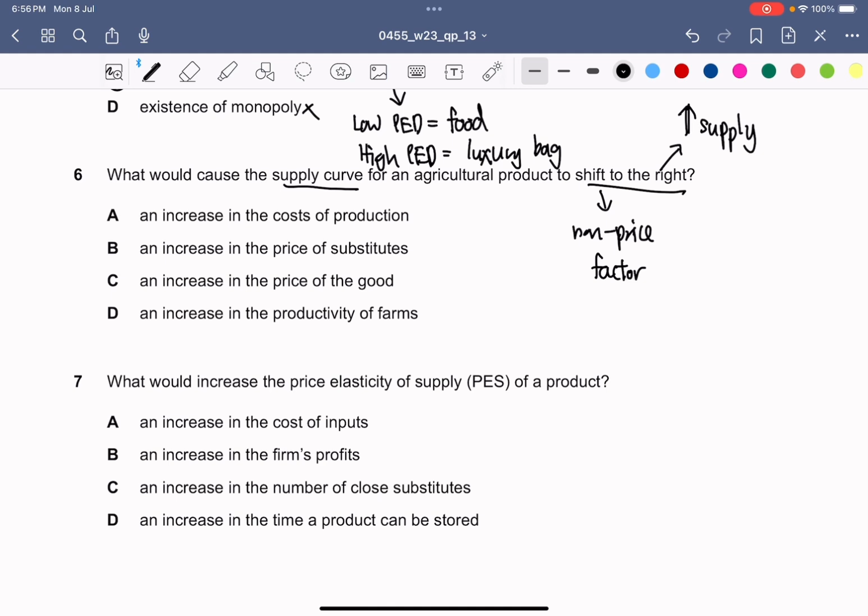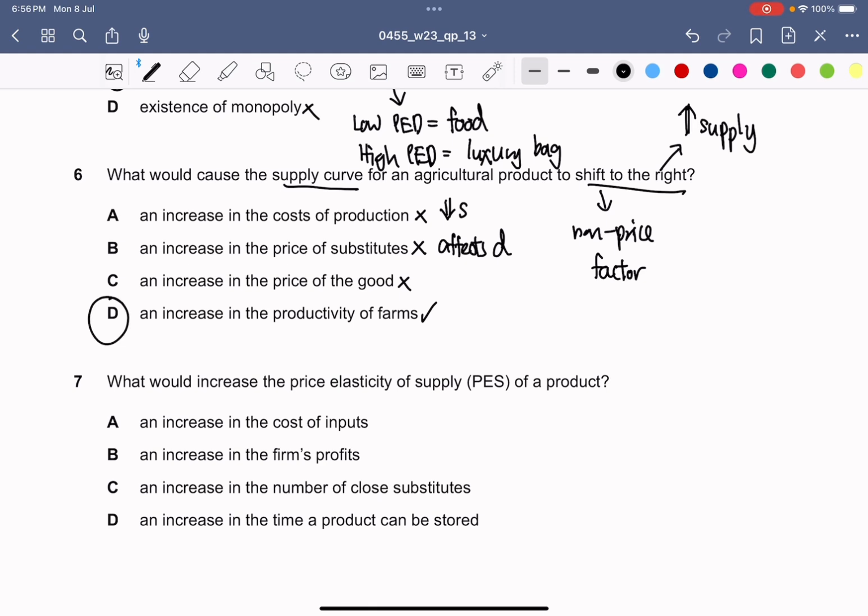First one, an increase in the cost of production. No, this will reduce supply. B, also wrong because this affects demand, not supply. Okay, an increase in the price of the good. No, because this one is a non-price factor. If it affects the price, it usually is extension. We will see the word extension or contraction. It's not shifting. And last one, increase in the productivity of farms. Yes, this one will increase supply. And it's a non-price factor. So the answer is D.